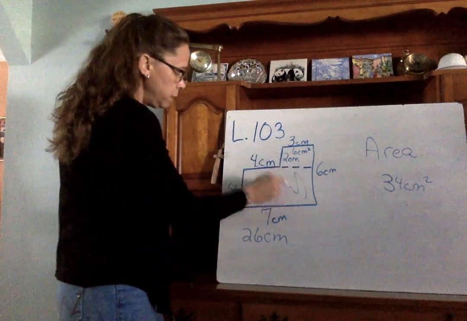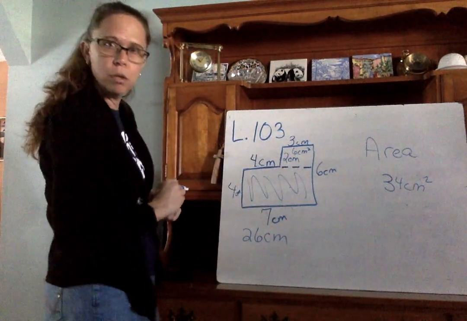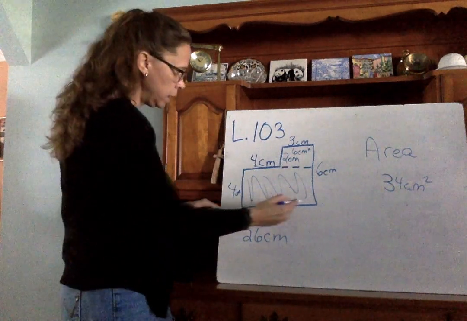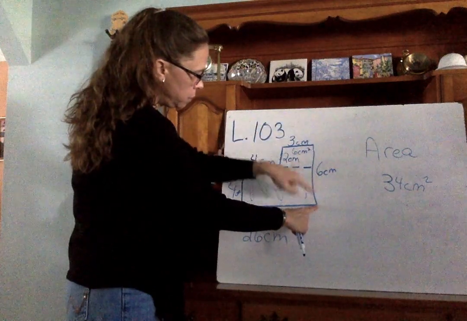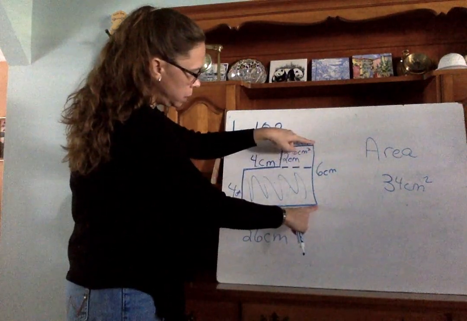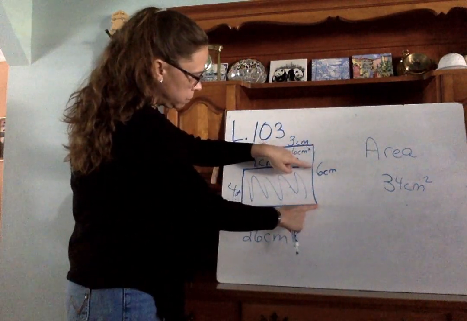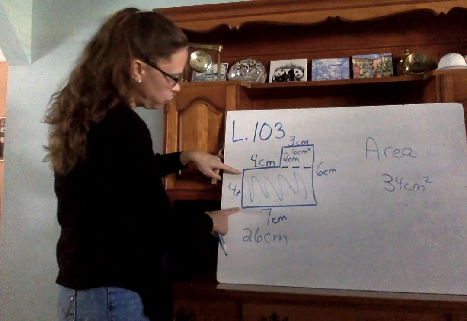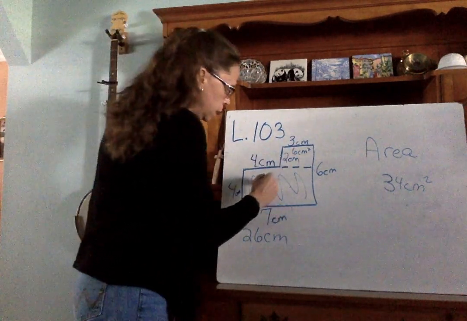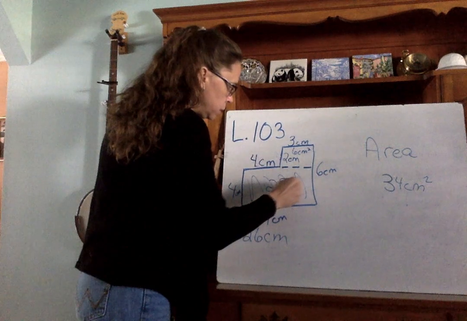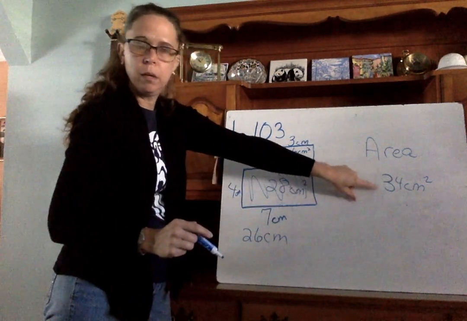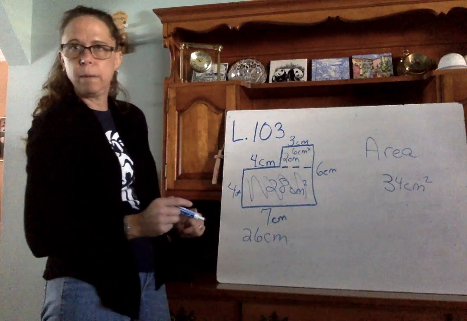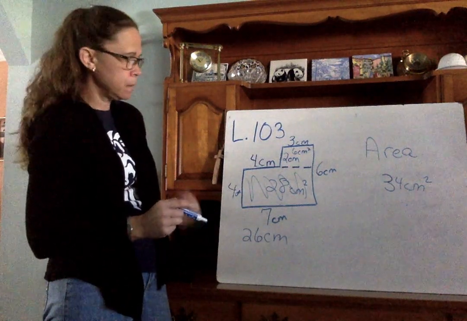Okay, now I need to find the area of this whole big section. What do I use for those dimensions? Well, the length is 7. I can't use 6 for the width because 6 goes all the way up to here. I need this length, right? This width here, which is 4. 7 times 4 is 28 centimeters square. 28 plus 6 is, guess what? 34 centimeters square. Okay?